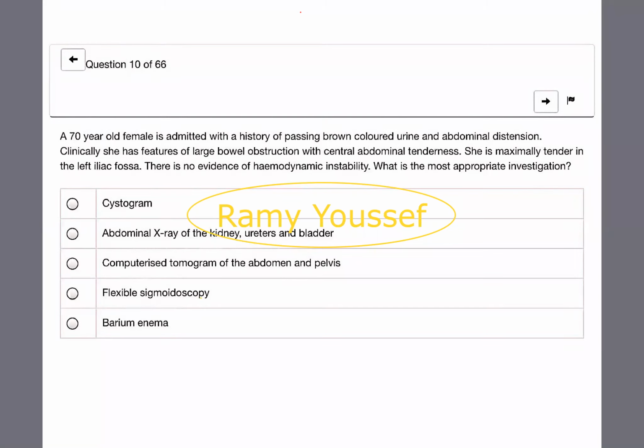So now I have two differential diagnoses, diverticulitis and tumor. How can I know? Can I know it by cystogram? No. Can I know it by abdominal X-ray? No. Can I know it by sigmoidoscopy in an obstructed patient? No, I can't do that in an obstructed patient. I go for the endoscopy and insufflate air, so the patient will rupture on the table. Okay, will be perforated. Barium enema?